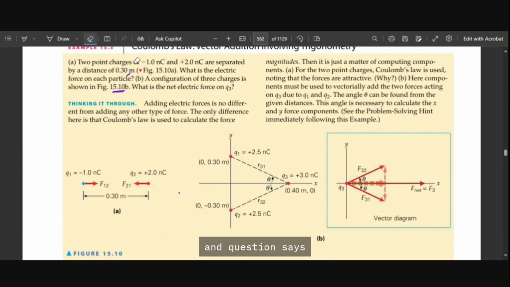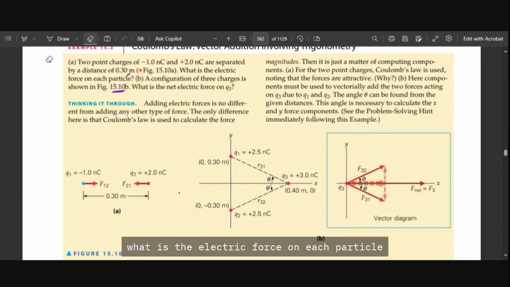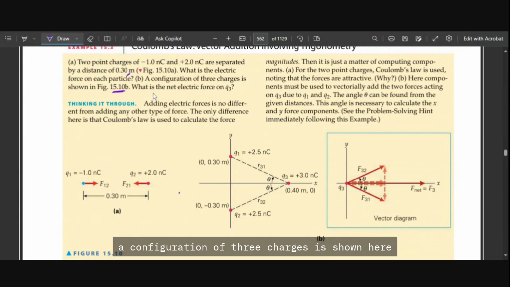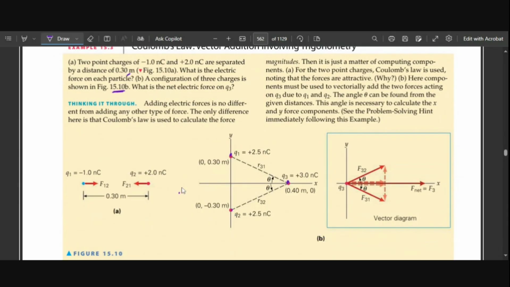And the question says, what is the electric force on each particle. A configuration of three charges is shown here. What is the net electric force on Q3? So this is my Q3 charge, this is my Q1, this is my Q2. They are separated by a distance of 0.3 meters, but the figure says something else.